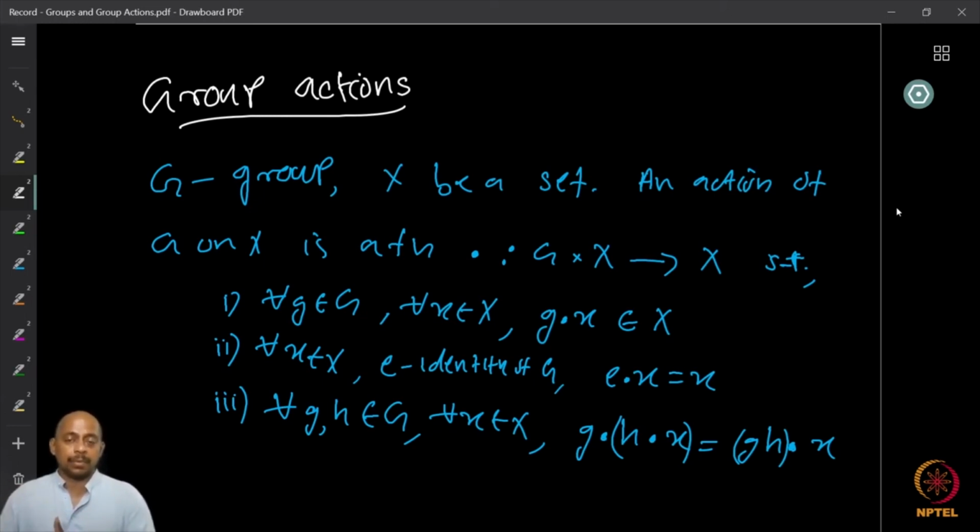That element, if you act it with the X, then that should be the same. So applying H followed by G is the same as taking the product of G and H in G, and then applying the X. So if these three properties hold true, then we say the function we have defined is a group action.